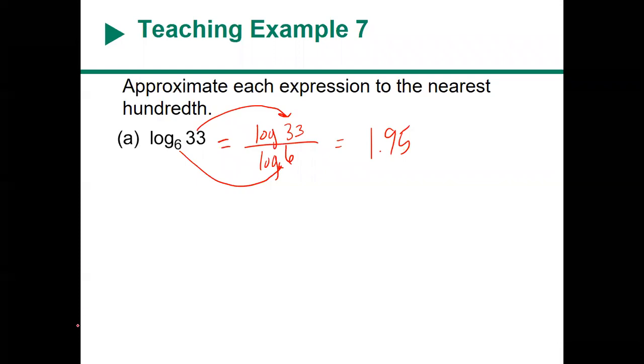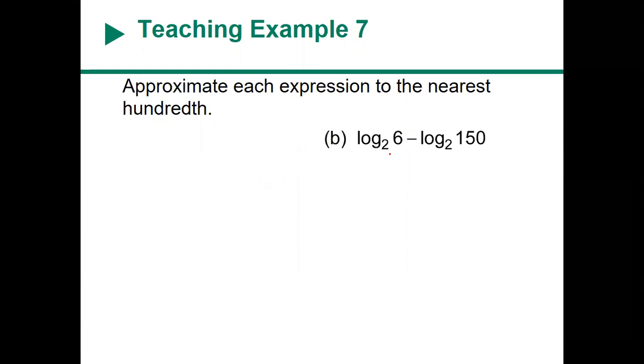Easy enough. So let's do a couple more. So here, before I can put it in the calculator, I'm going to simplify it first. Because of the subtraction, I know that this is a quotient problem. So simplifying it, I get log base 2, 6 divided by 150. I can literally leave it like that since I'm putting it into the calculator. I don't have to change anything.